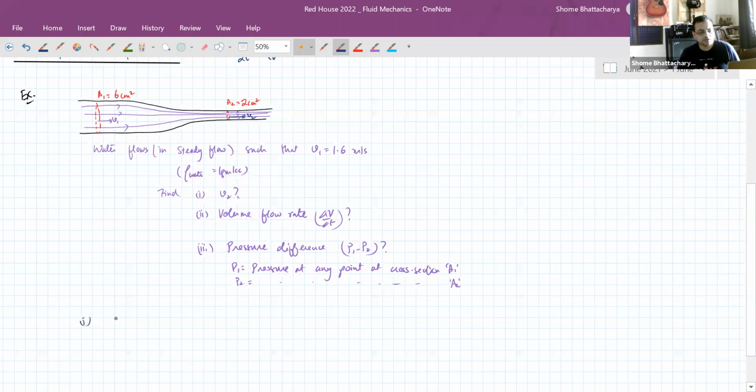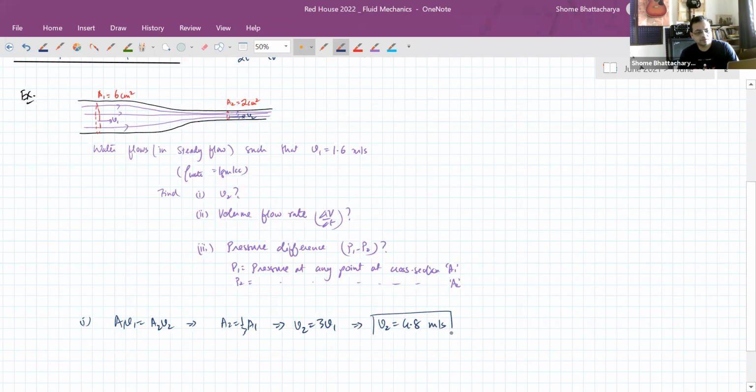So obviously the first one is continuity equation, A1 V1 is equal to A2 V2. So A2 is 1/3 of A1. So that means V2 will be 3 times V1. So V2 should become 4.8 meters per second.